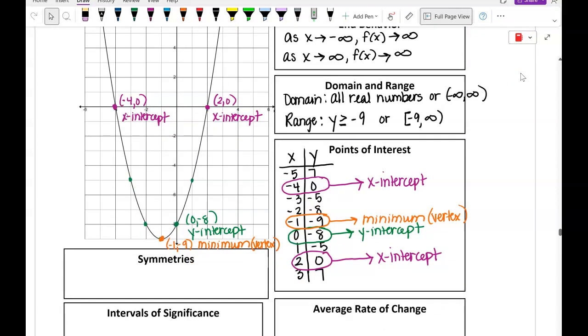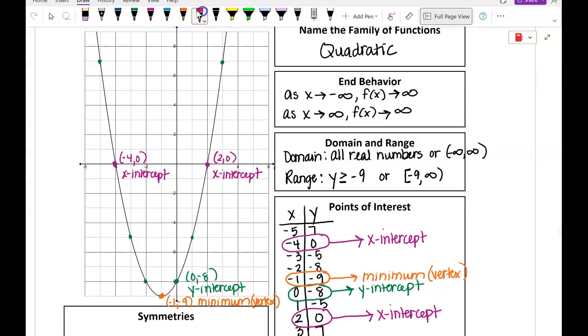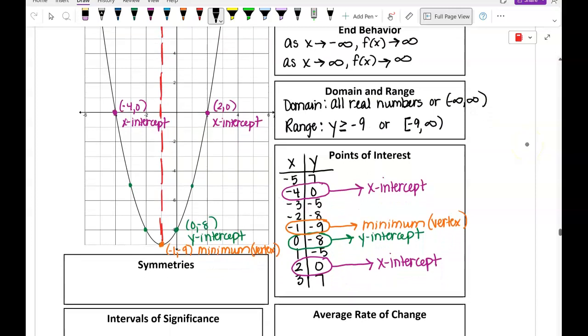Symmetries. Now this is a quadratic function, so we do have a line of symmetry. A quadratic function is always split through that vertex. So we have this line that is cutting this graph in half vertically, creating symmetry. The value that it goes through on the x-axis is how we name the line. In this case, it goes through -1, so we would say x equals -1. That is how we would name the line.